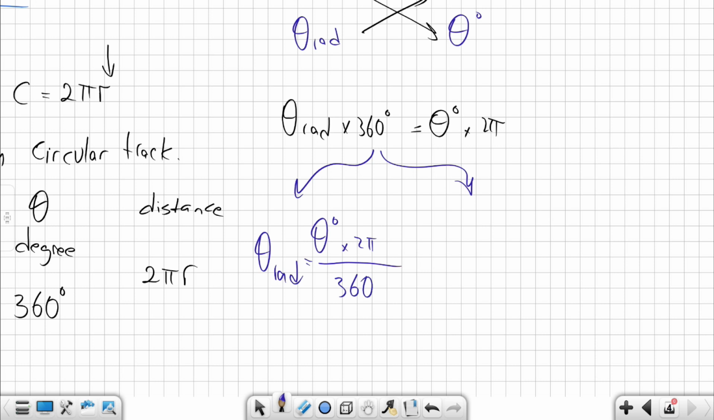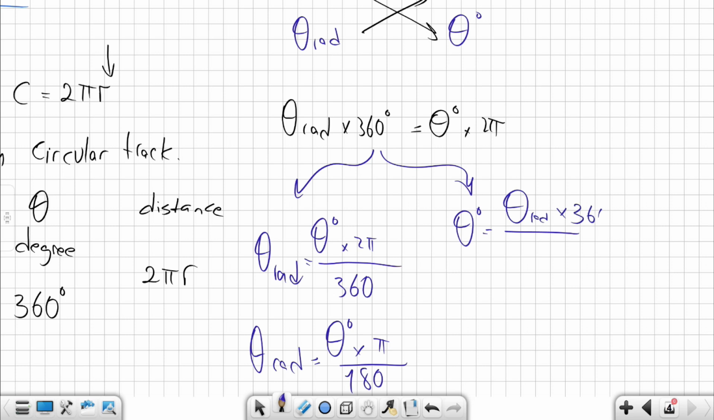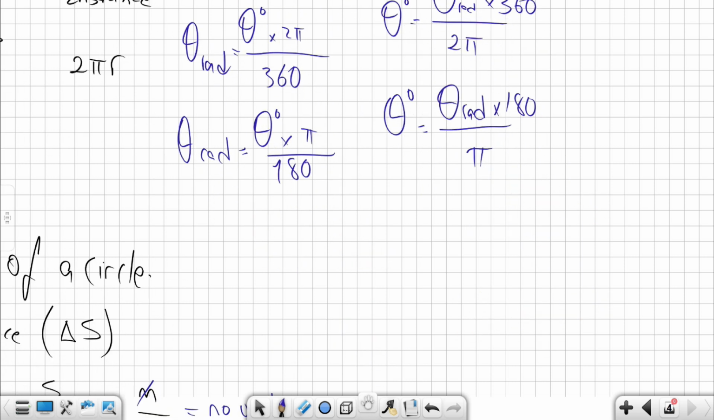You can simplify it further and say that theta in radian is equal to theta in degree multiplied by pi divided by 180. You can also say that theta in degree, if we have it alone, will be equal to theta in radian multiplied by 360 divided by 2 pi. If you want to simplify it further, theta in degree will be equal to theta in radian multiplied by 180 divided by pi.